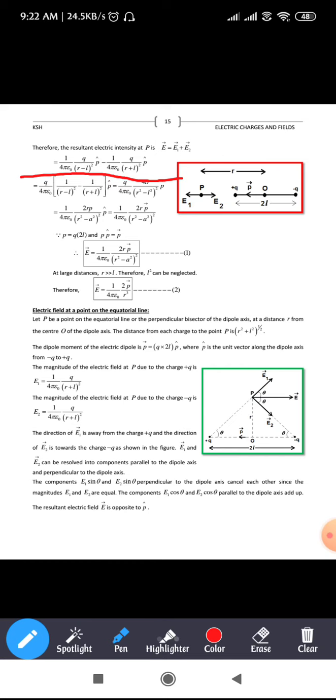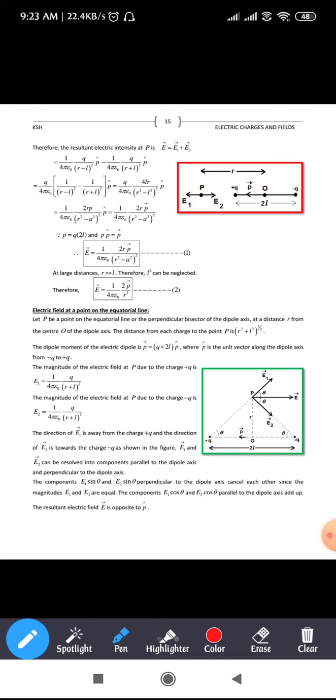As we know, in both cases, Q and 1 by 4 pi epsilon naught are common. So we take them out as common: Q divided by 4 pi epsilon naught into 1 divided by (r minus l) whole square minus 1 divided by (r plus l) whole square. Next, we are going to simplify this. How are we going to simplify this?